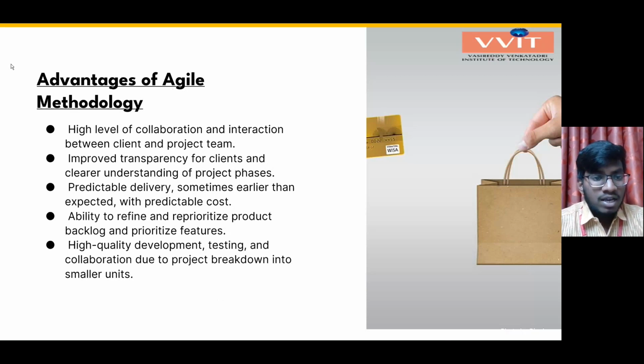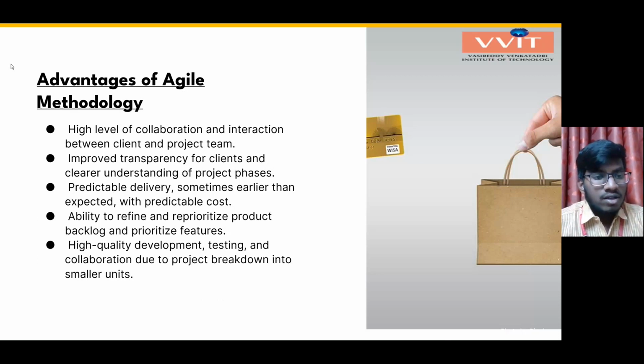Predictable delivery, sometimes earlier than expected, with predictable cost. So this plays a most important role, that is nothing but delivering software at the correct time. Delivering software at the correct time plays an important role, and the cost also plays an important role. So this agile methodology gives sustained delivery and also sustainable cost, in which each end user can use this software and also profit.